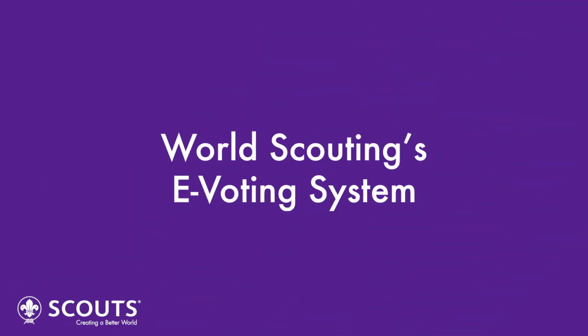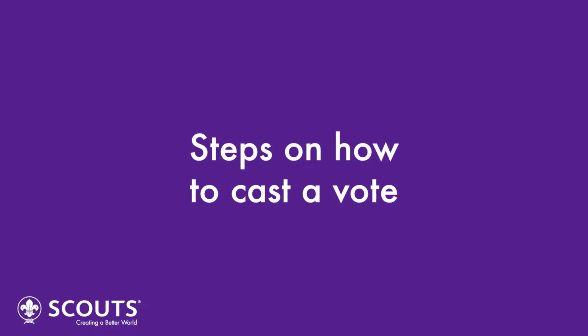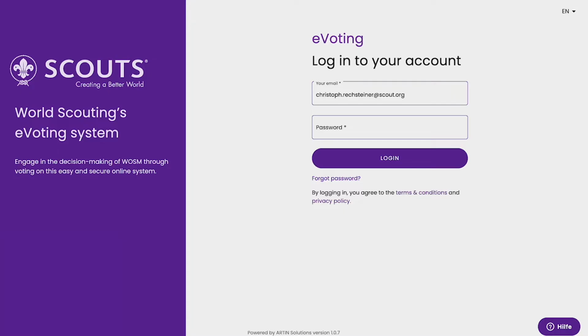This is a tutorial for World Scouting eVoting system. Here is the process of how to cast a vote for the election of 6 voting members of the Regional Scout Committee. Log in to the eVoting system at vote.scout.org and access the relevant event to be ready to cast your vote.